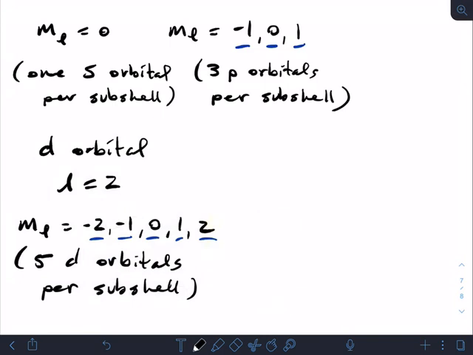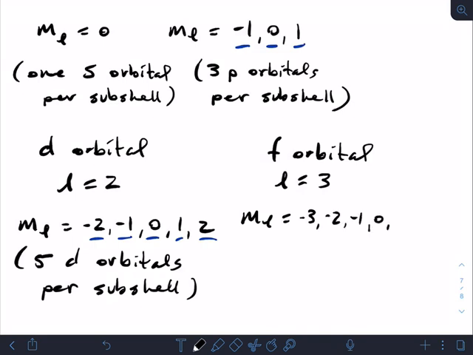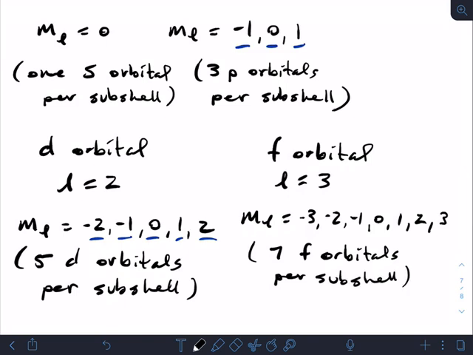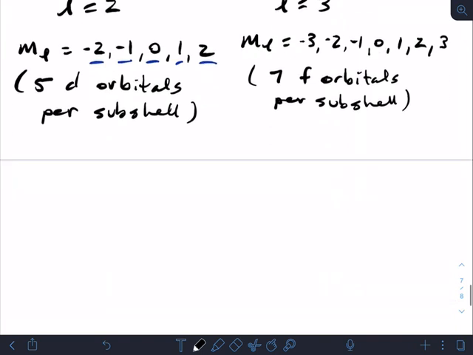Just to be complete, let's talk about f's. If we're an f orbital, L equals 3, and m sub L is minus 3, minus 2, minus 1, 0, 1, 2, or 3. So that means there are 7 f orbitals per subshell.